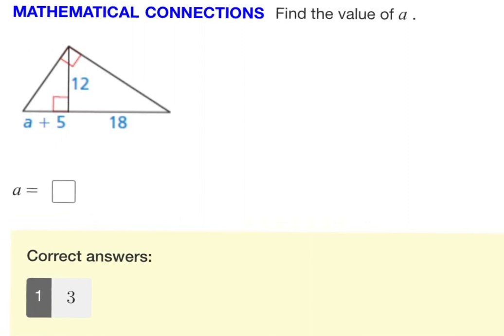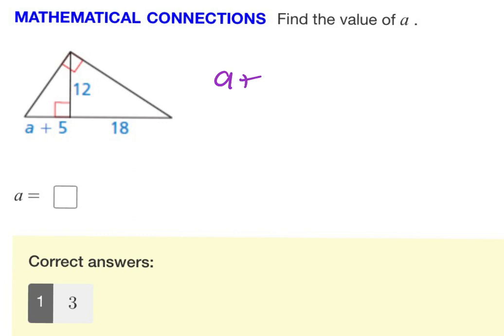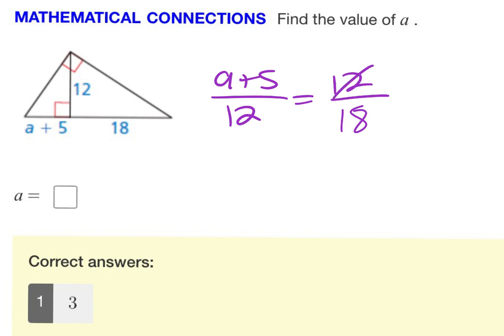It's a plus 5. 12 equals the square root of 18 times a plus 5. Jonathan, you're going to confuse everybody because you're doing it different. a plus 5 over 12 equals 12 over 18. You're not wrong, but you're going to confuse everybody. So then I would actually simplify this. 6 goes in here twice and 3 times.